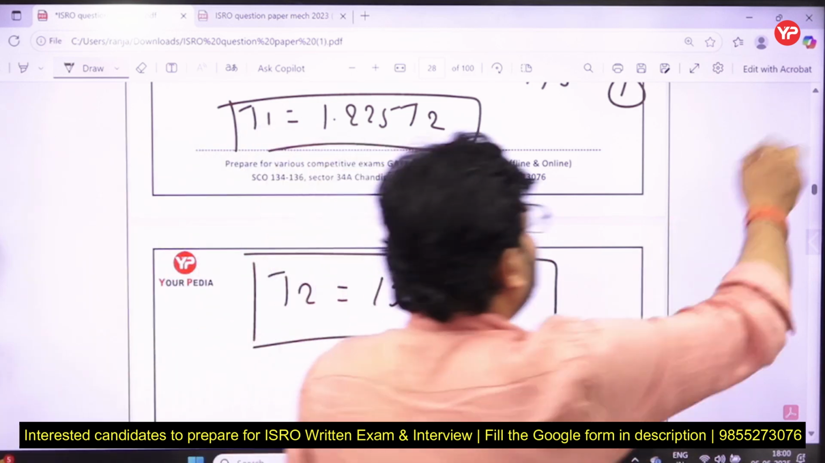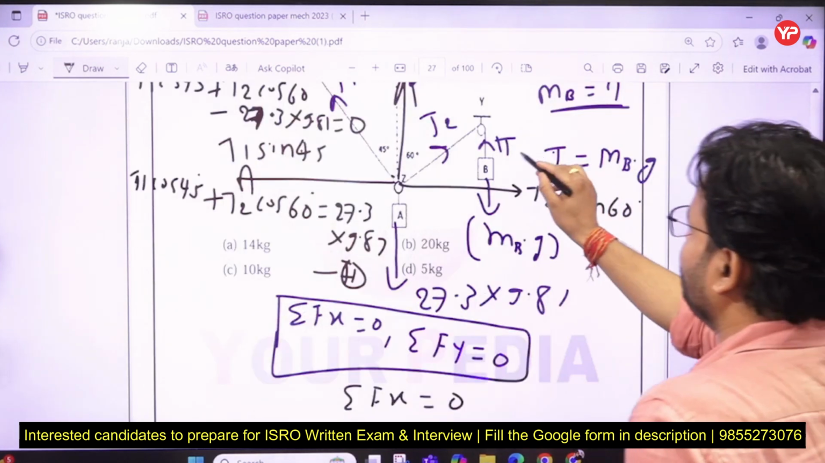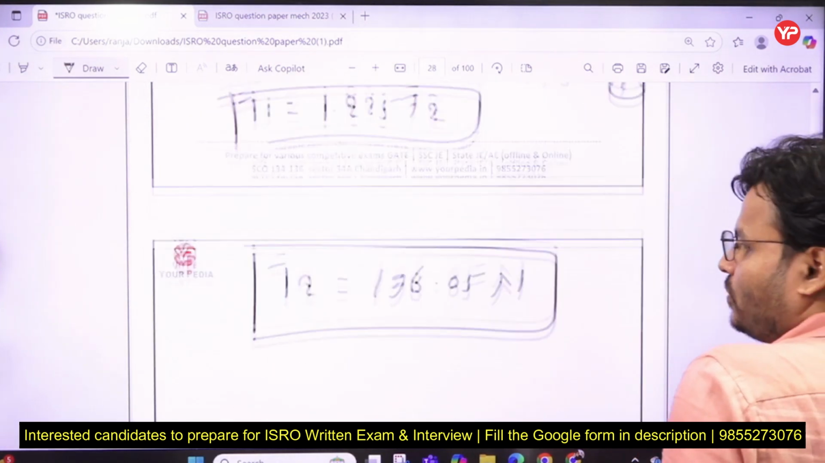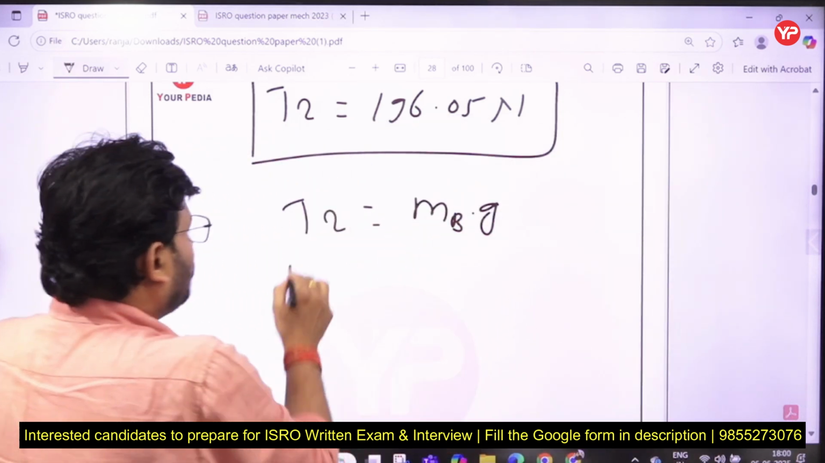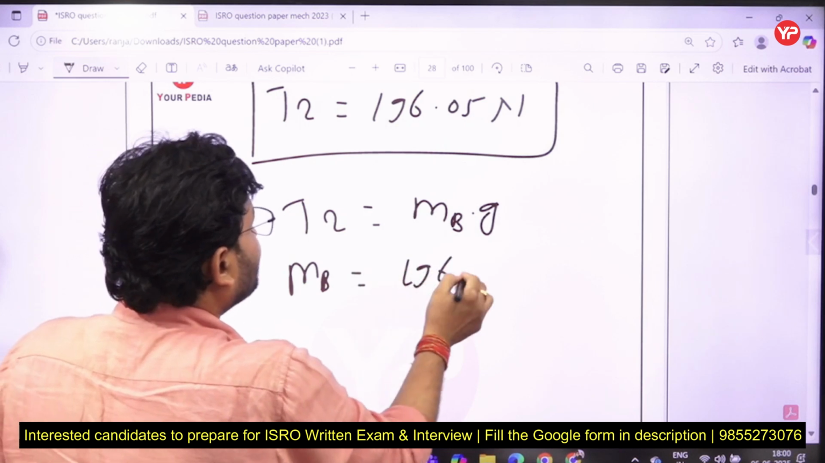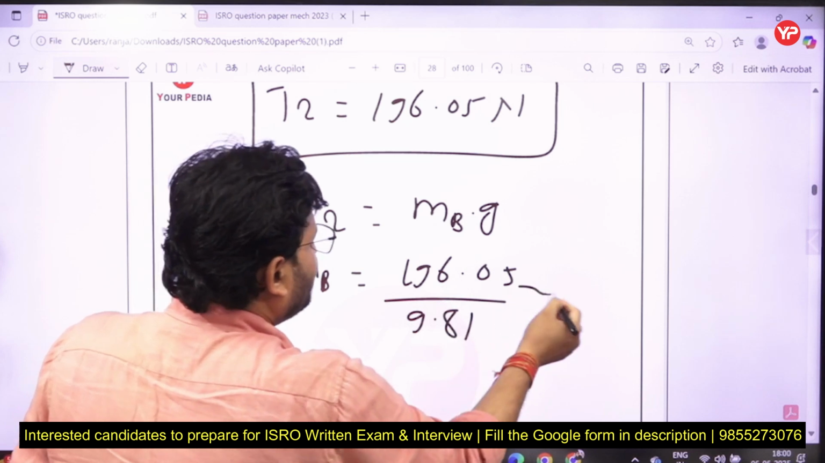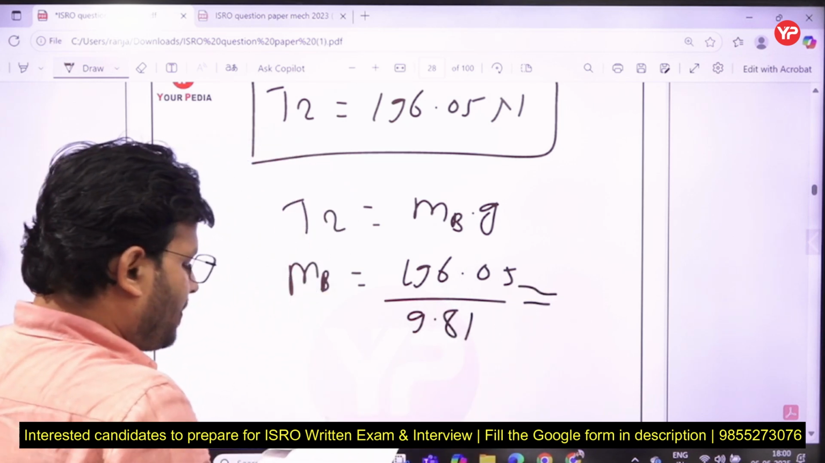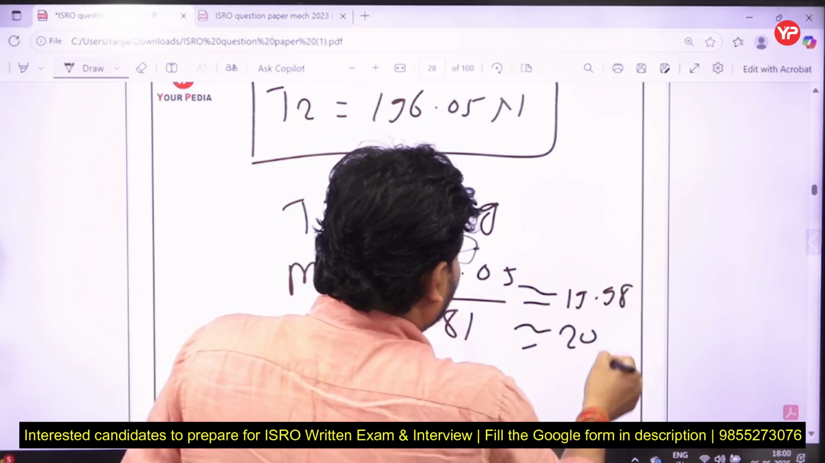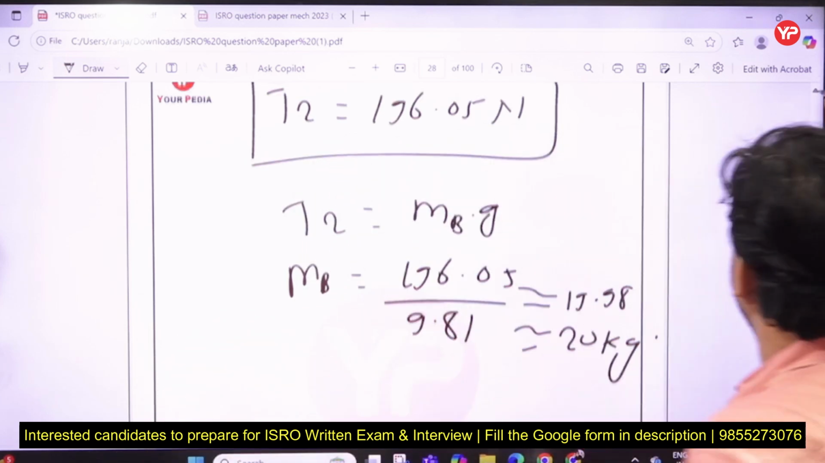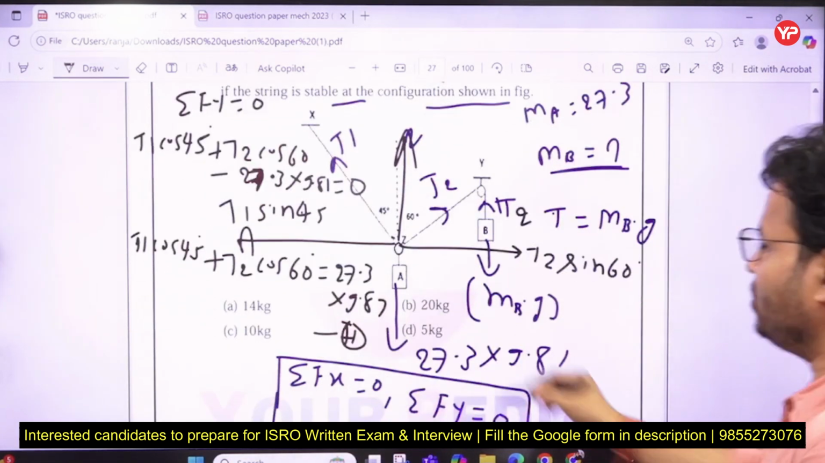And now my dear friends, use that concept there. T equal to mg. So this is your T2 because of the single string. So can I say T2 equal to mb into g. So what will be the mb? It will be 196.05 upon 10, or you can say 9.81, but 10 will be g. By solving that, the value is coming out to be approximately 19.98, or we can say 20 kg. So what answer is coming out to be my dear friends? It will be 20 kg. So Bombay is the right answer.